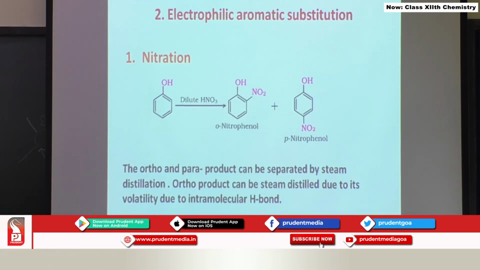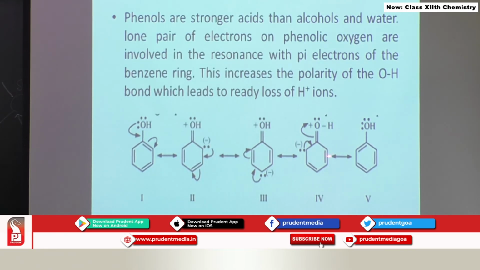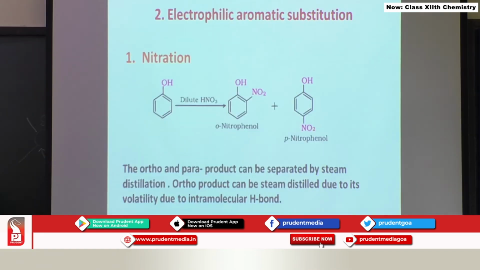Electrophilic aromatic substitution of phenols. In the last slide we have seen that these three structures are also indicative of the electron rich positions of the benzene ring in phenols. Ortho positions and para position in the phenolic ring are electron rich. This is going to help us to predict our products of electrophilic aromatic substitution.